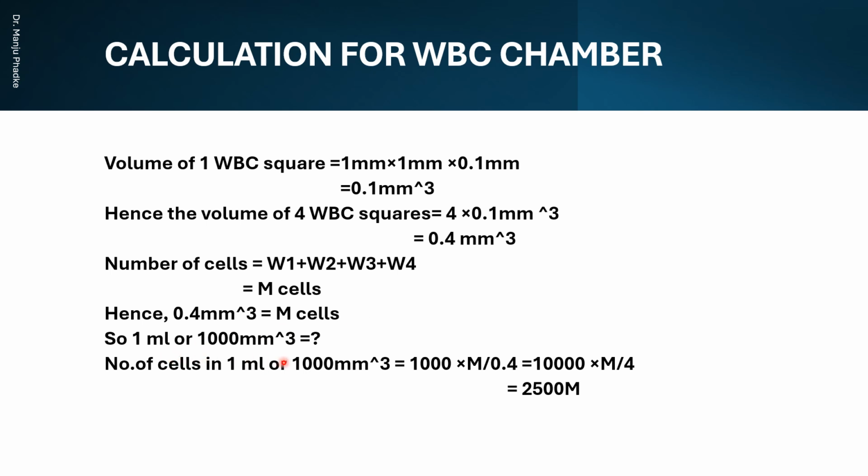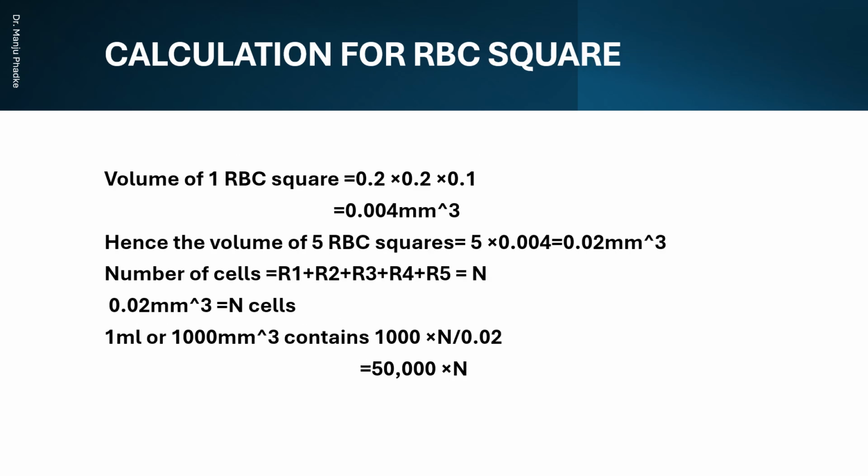So therefore 1000 millimeter cube or 1 ml will have 2500 times M cells by a simple calculation. So the total number of cells that you get in the 4 WBC squares is multiplied by 2500. To this final number, if there is a dilution factor, then you have to multiply the dilution factor. This is the calculation for the WBC square.